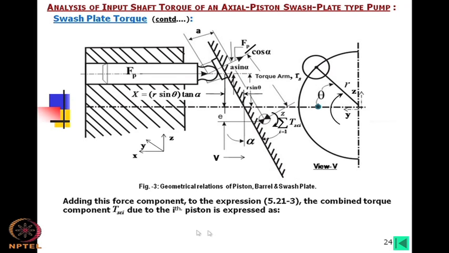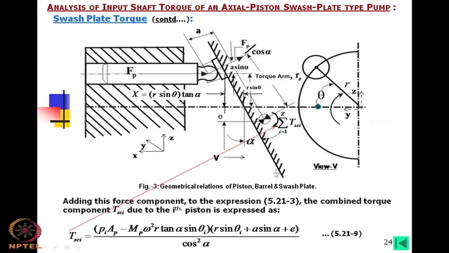Now adding this force component to the earlier expression, the combined swash plate control torque for the ith piston is given by this expression, okay. It is acting over here. This is only for the ith piston, okay.